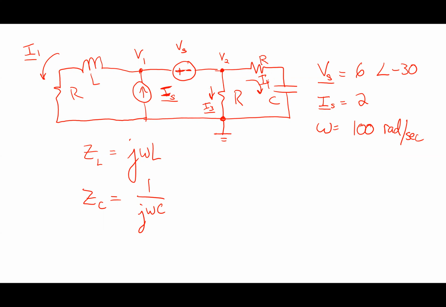How should I approach this? In terms of the way that I like to approach this, how many nodes do I need to write a KCL for here? Just one. The supernode. Got a supernode going on. Does it matter that it's the voltage source?